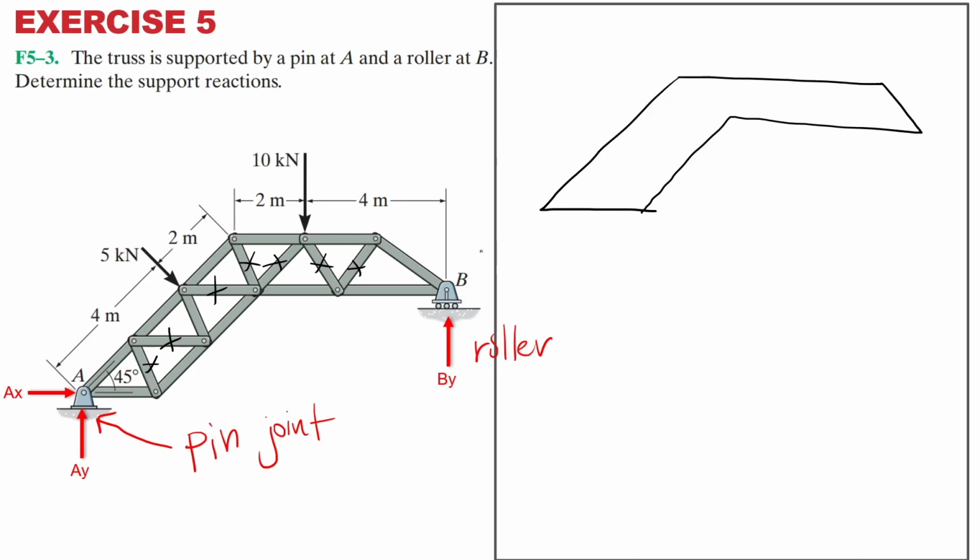Now, put your reaction forces, the pin joint has two, X and Y. Label it. And then you've got this external force which is 5 kilonewton. And then you've got 10 kilonewton going down. And finally at the roller you've got one, which is By. 10 kilonewton at the middle, and then 5 kilonewton. And of course at your pin joint you can label it AY, AX.